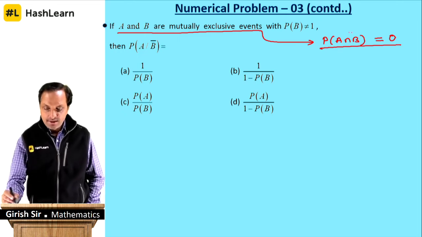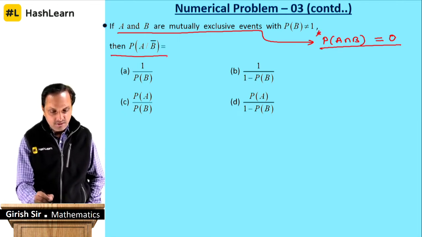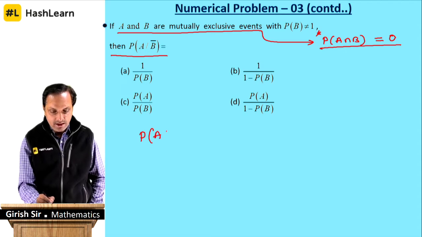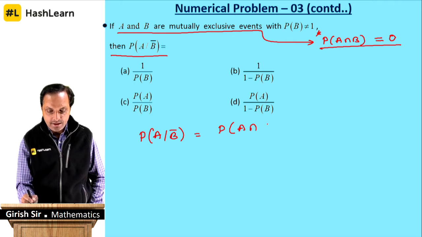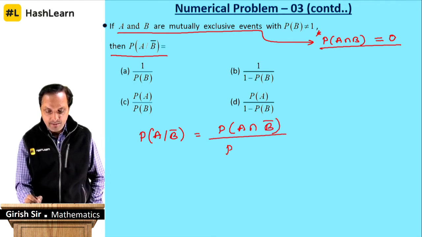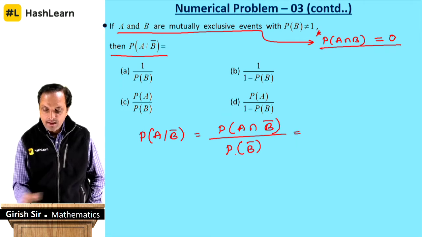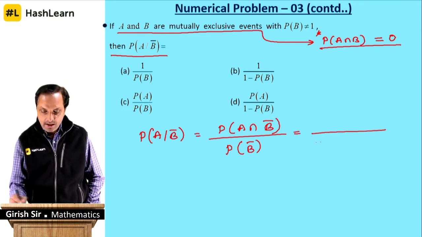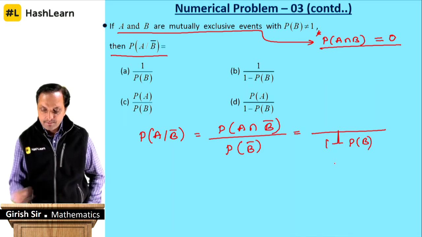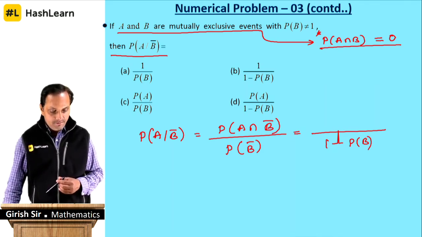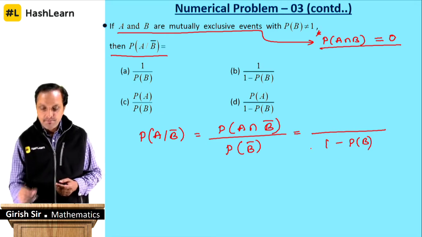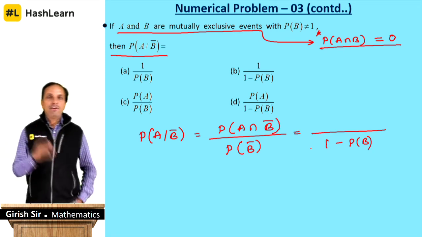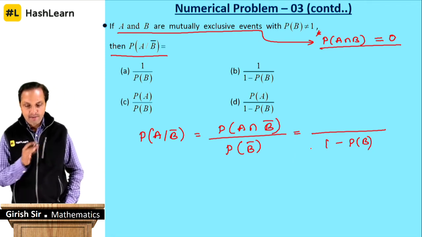तो पहले इसको नोट करने के बाद let us find what they are asking you. A condition B bar. तो इसको हम लेना है probability of A intersection B bar divided by probability of B bar. You know that probability of B bar can be written as 1 minus probability of B. B bar is the opposite of B, which can be obtained by subtracting from 1.